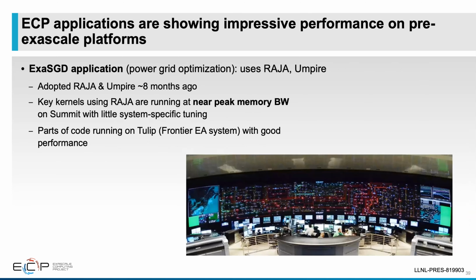And then an application that most recently adopted RAJA is the ExaGO application. This is a code that looks at power grid optimization. They integrated RAJA and Umpire roughly 8 months ago, but within that time frame, they're now showing that their key kernels are running at near peak memory bandwidth with very little specific tuning. And they have parts of their code running on Tulip, which is a Frontier early access machine, with good performance.